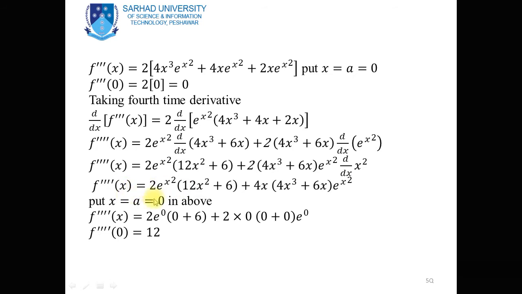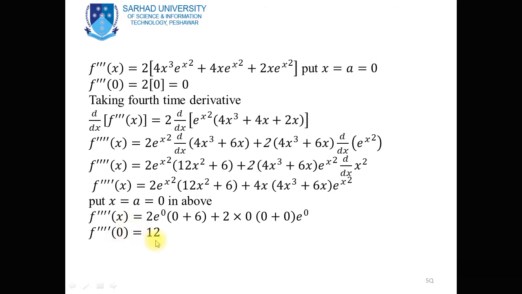Now putting x is equal to a, and a is equal to 0, in this fourth order derivative, we obtain the fourth order derivative of the function. Actually this term is a multiple of x, so putting x equal to 0, this whole term will be equal to 0, and 12x² is equal to 0. So 2 into e^0 into 6, so 6 multiplied by 2 is equal to 12. So the fourth order derivative of the function at x equal to 0 is equal to 12.